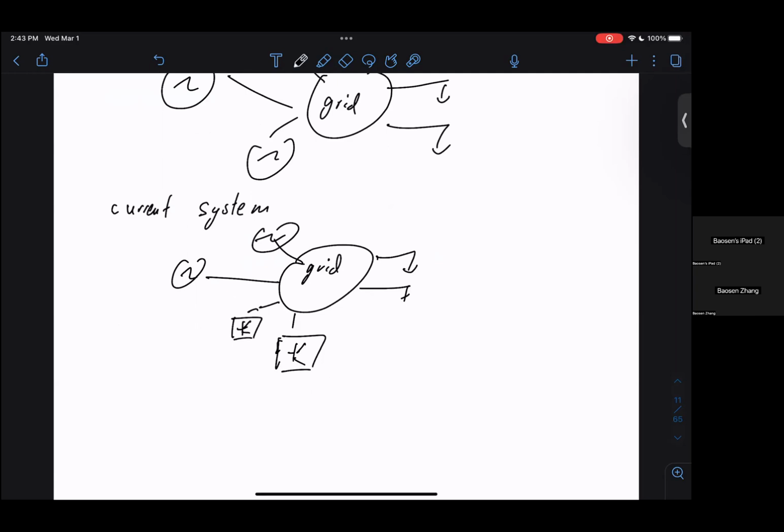Anybody know why? Anybody taking wind energy? So wind, you would imagine there's a blade that's spinning, right? There seems to be a lot of mechanical inertia. But from a grid perspective, nowadays almost all wind we think of as sitting behind a converter. Why is that? Anybody?